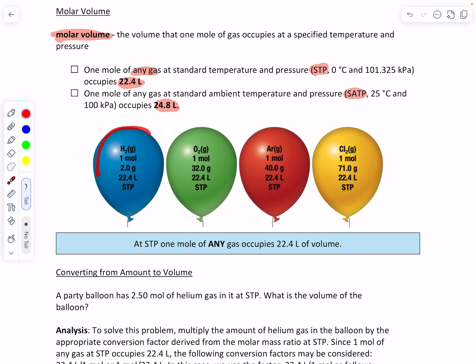In this first diagram, we have 1 mole of hydrogen gas at STP, and you can see that it has a volume of 22.4 liters. 1 mole of oxygen at STP has a volume of 22.4 liters. 1 mole of argon at STP and 1 mole of Cl2. In fact, 1 mole of any gas at STP occupies 22.4 liters.